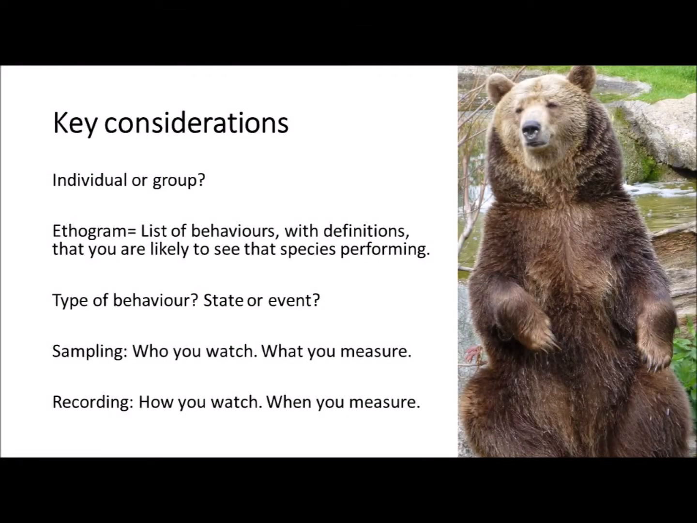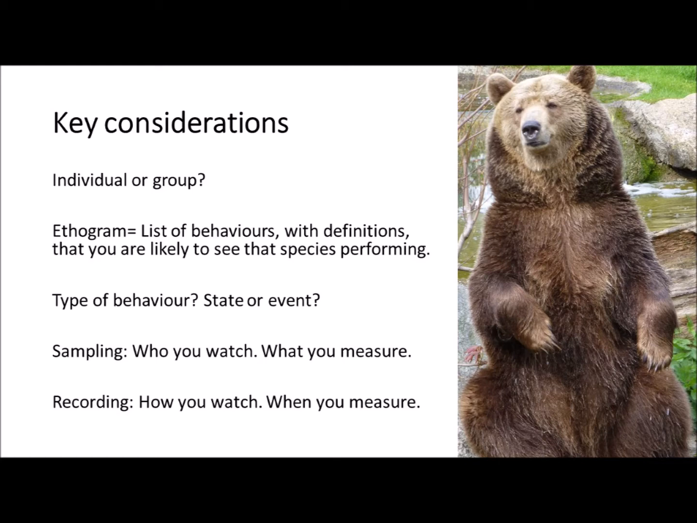Let's start off with some key considerations. Are you interested in the individual or the group? I've already mentioned this when looking at what individuals can be doing compared to what the group might be doing overall. Once you've decided on your sample population, you then need to make sure you understand the behaviours that the species you're focusing on will perform. You must produce an ethogram, which is a list of behaviours with definitions that species is likely to perform. The original ethogram that you use for data collection might be much larger than an ethogram that lists only the behaviours that you actually observed that goes into your final report or paper.